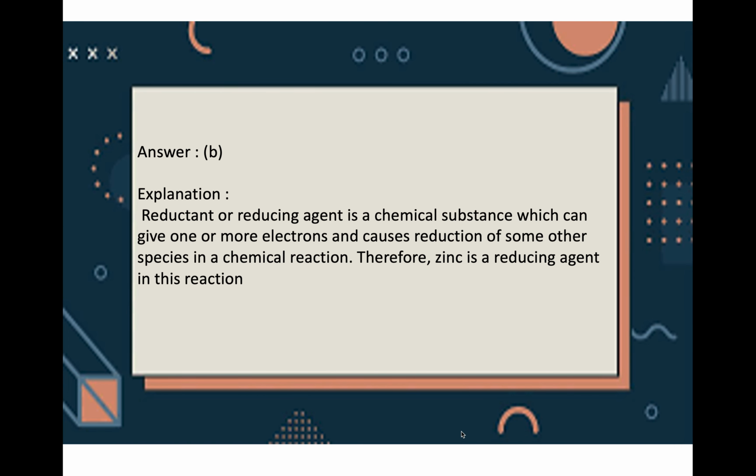Because already I said, reductant or reducing agent, that is a chemical substance which gives one or more electrons and it causes reduction of some other species in a chemical reaction. So here zinc is the reducing agent of this reaction.